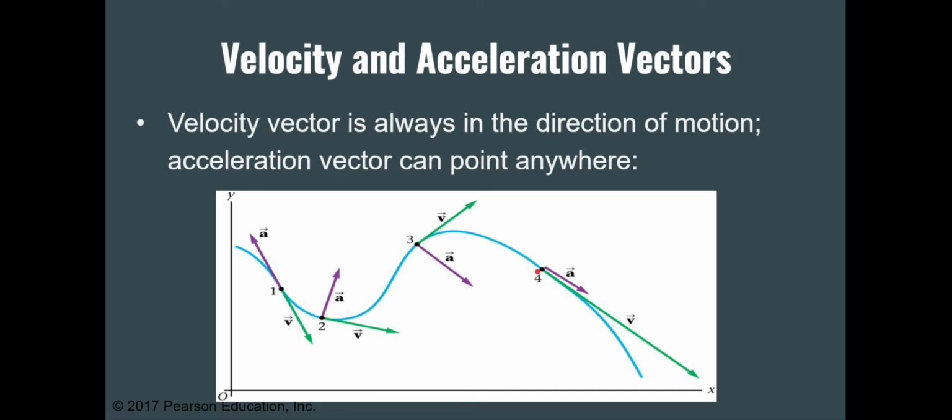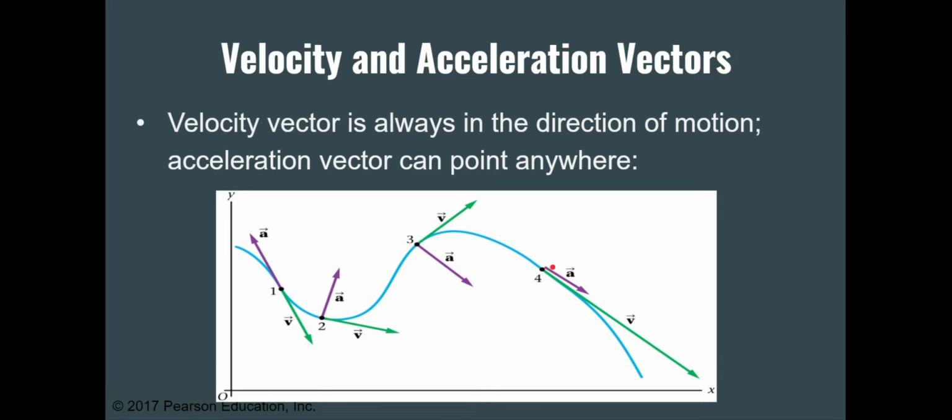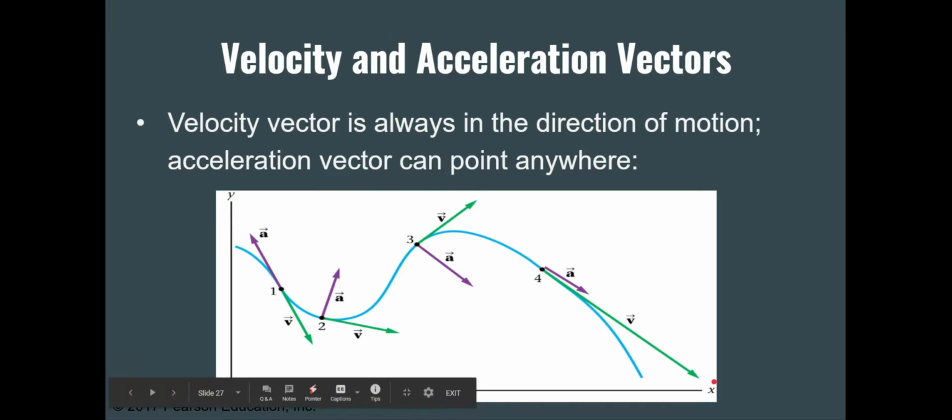And as we continue along the pathway, we see that at point 4, our acceleration and velocity vectors are in the same direction. When that happens, we know that the particle is speeding up. So we can see here that that velocity vector increased dramatically because it's now speeding up.